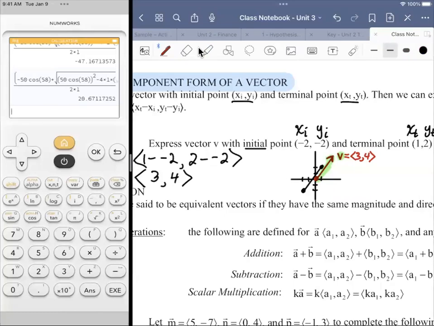Right, so that's a little teaser for the connection with the unit circle. All right, so you have an angle theta, and then you also have a length. That length represents the magnitude. Right. You could also operate on vectors. You can add them together, subtract them from each other, and multiply them.